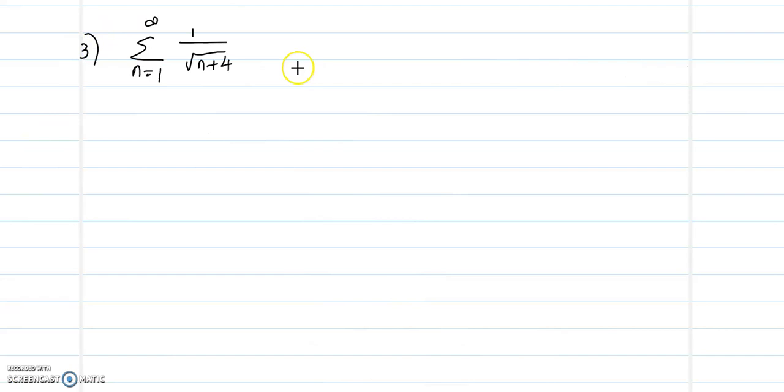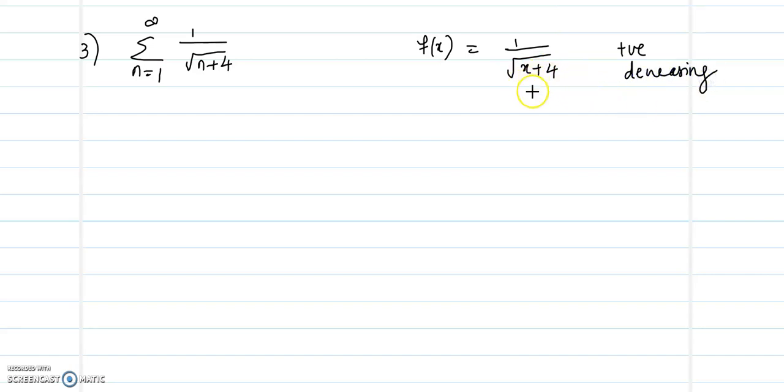And next question, we need to check the convergence of summation n equal to 1 to infinity 1 by root n plus 4. So we'll take f of x as 1 by root x plus 4. So f of x is positive. Now as x increases, f of x decreases, so this will be decreasing, and the only point of discontinuity is minus 4. Minus 4 is not in the region, so it will be continuous. So it will be positive, decreasing and continuous for x greater than or equal to 1. So by integral test we need to evaluate the integral 1 to infinity f of x dx.